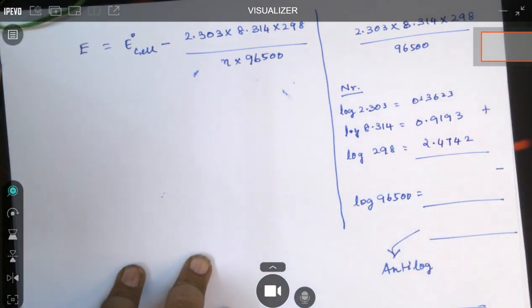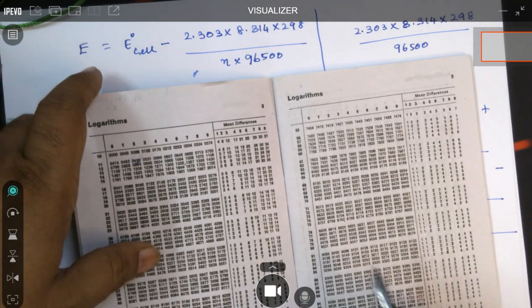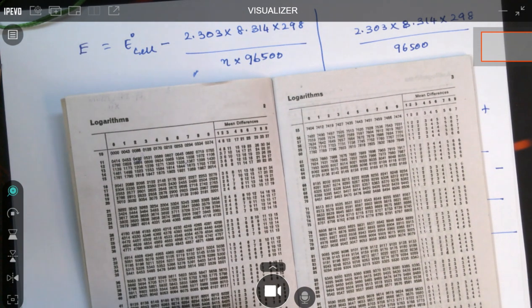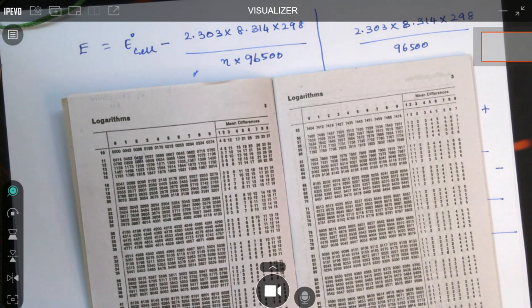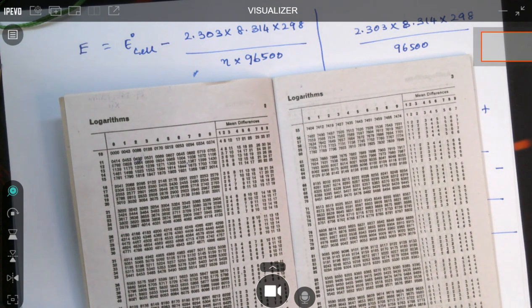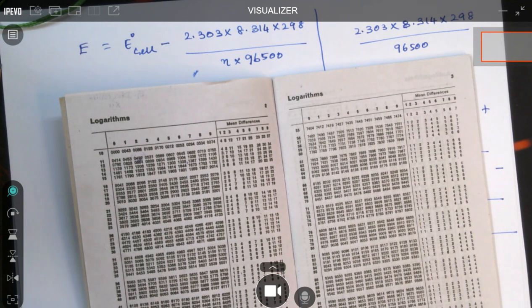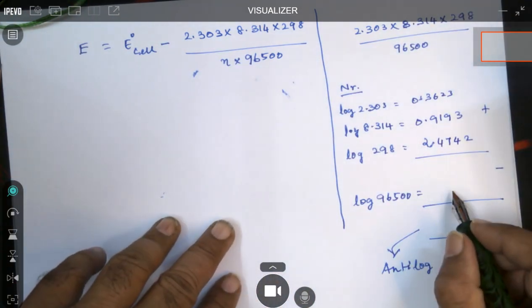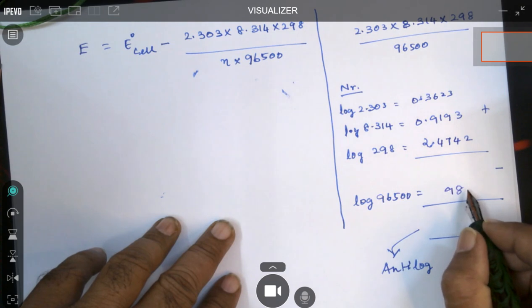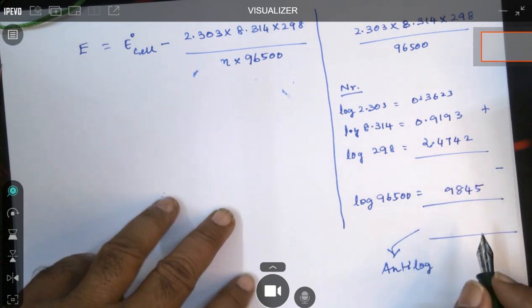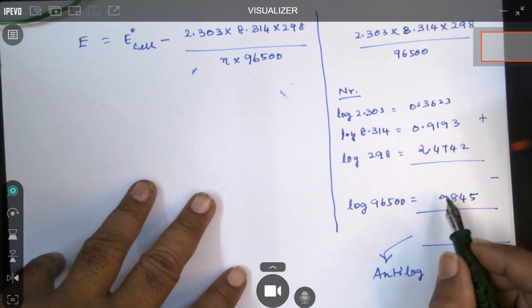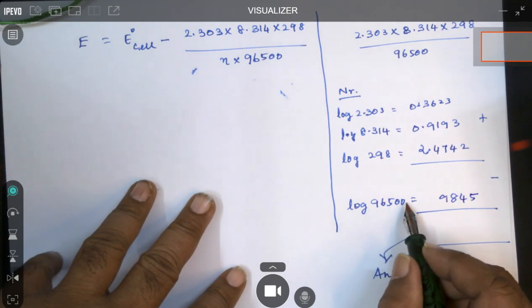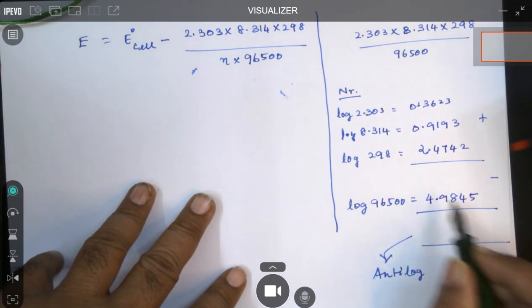And what about 96,500? 96, 5. For 0 you can ignore it. So 96 and 5. You can check it in 5. So 5 means 9845. So 9845, right? And 1 2 3 4 5 digits, so you can put 4 point, right?